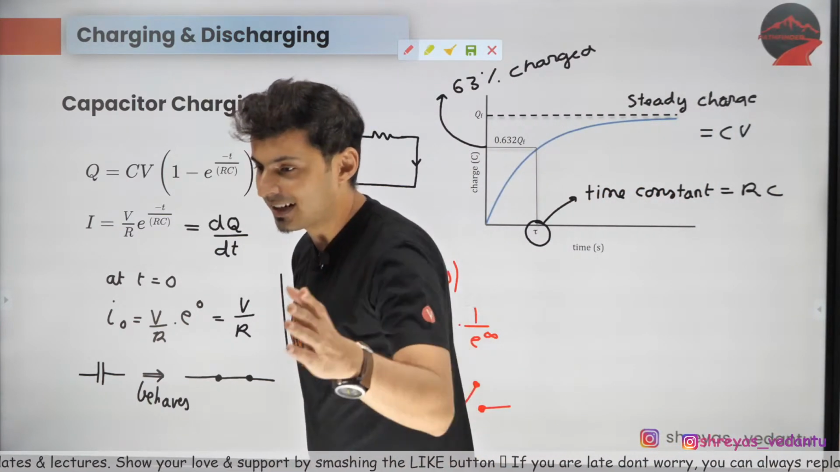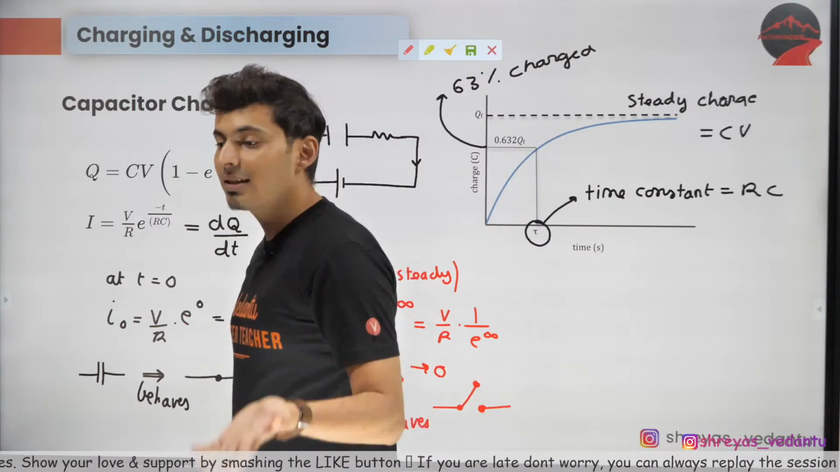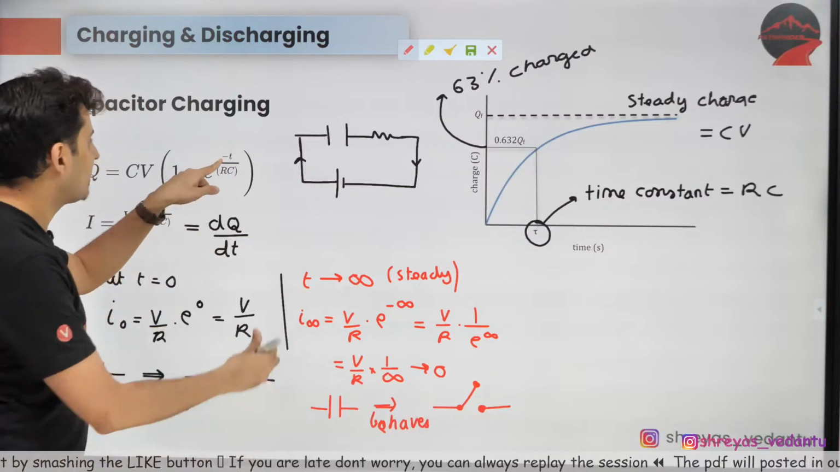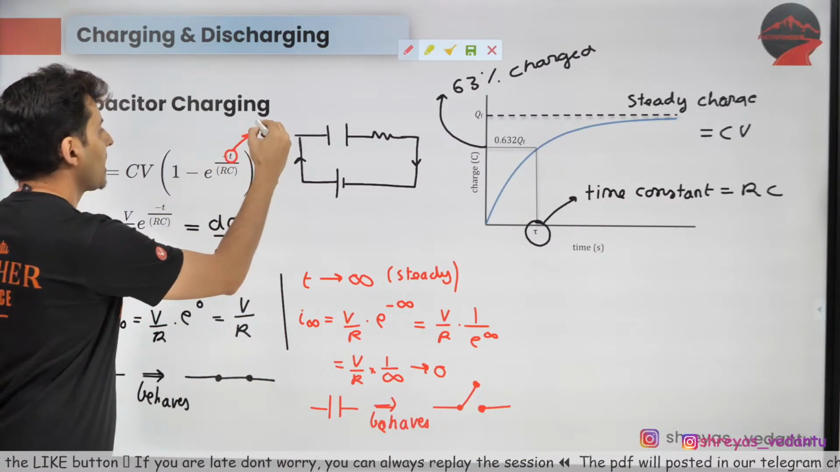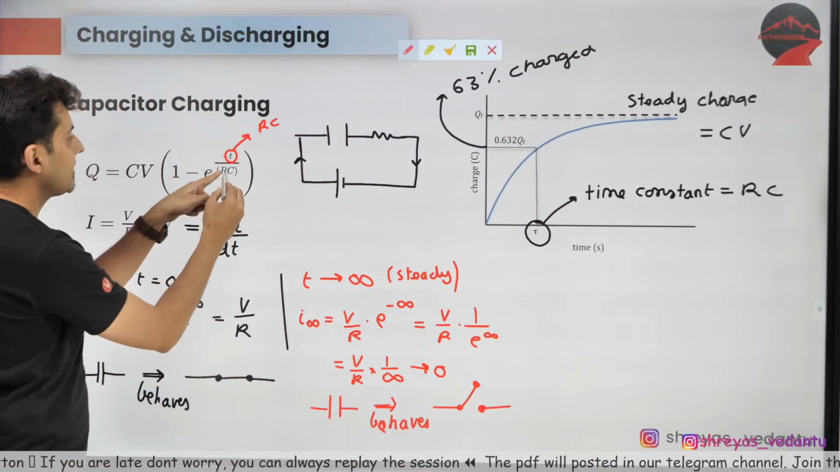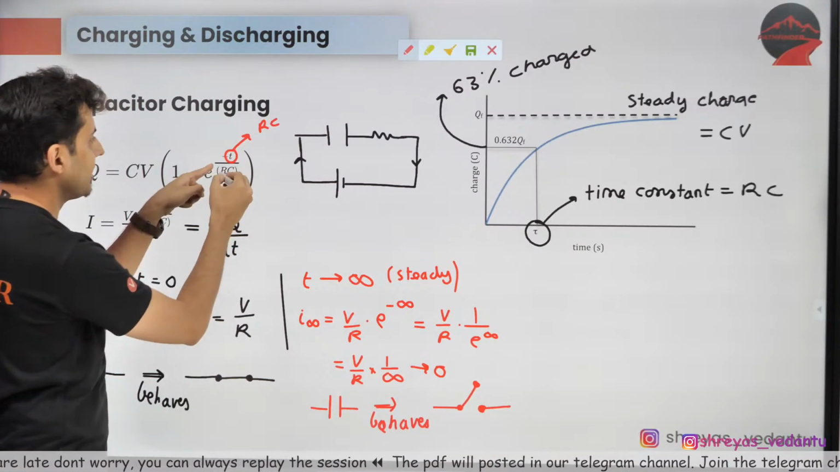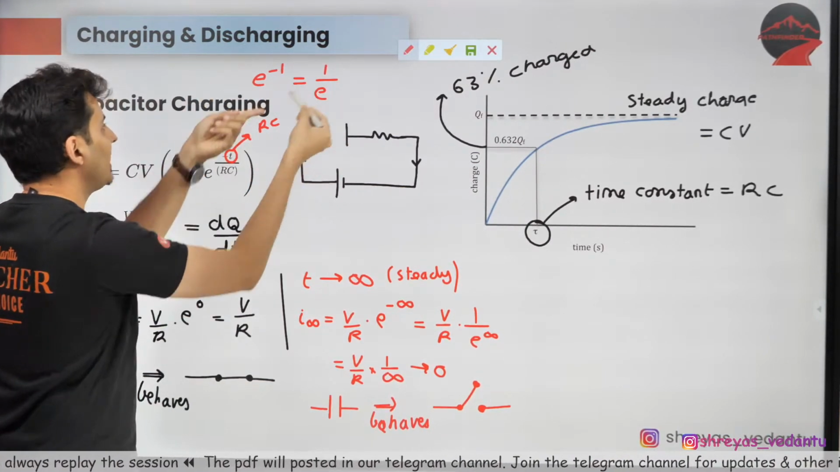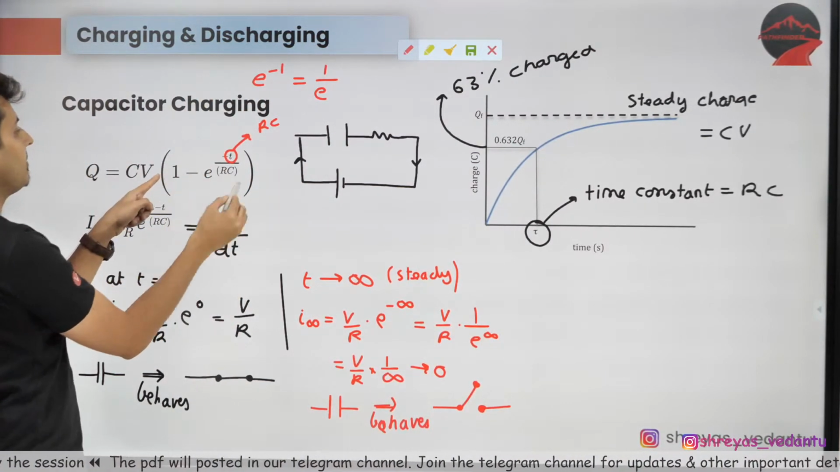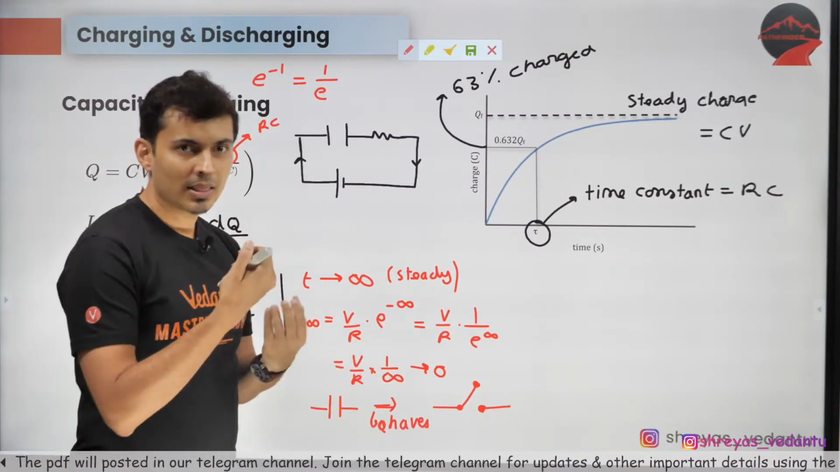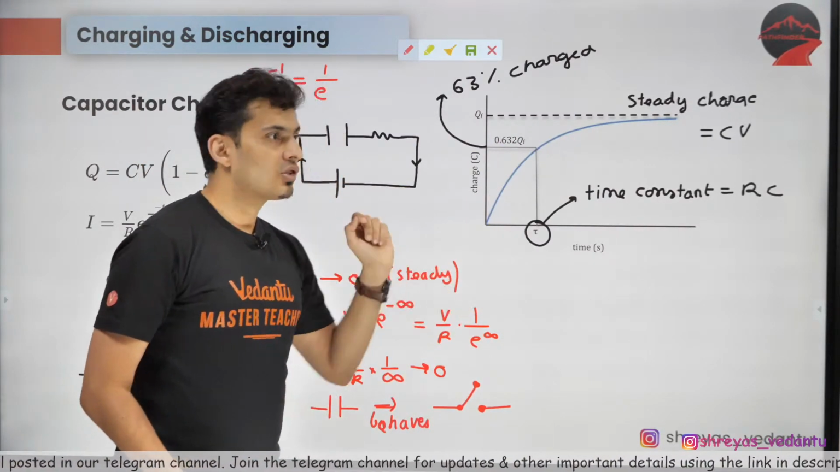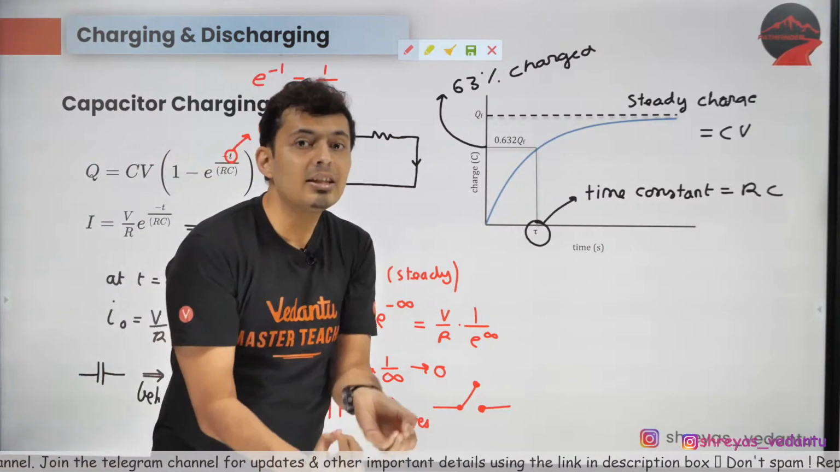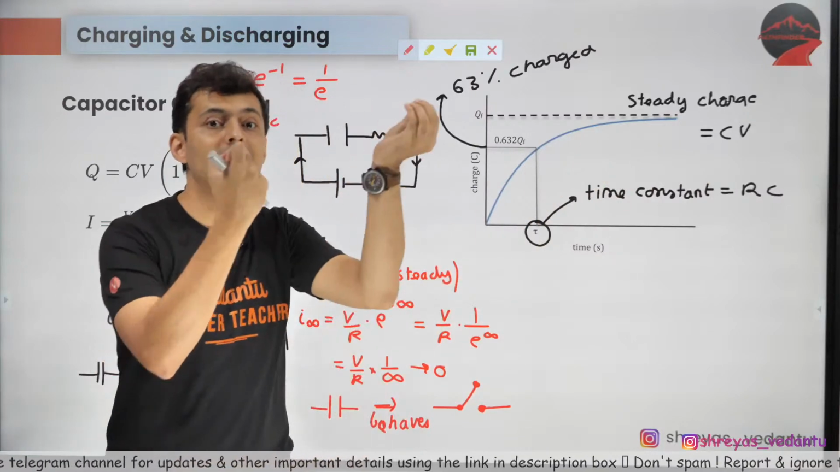It behaves like an open circuit. Correct, Ankit. How do we know when it is 63% charge? Well, very simple. If you substitute the value of this time as RC, RC cancels. This will become e raised to minus 1, which is 1 by e. If you put the value of e and find this value, this number comes out to be 0.63. So it is 0.63 of CV. That means it is 63% of CV, that means it is 63% charge.